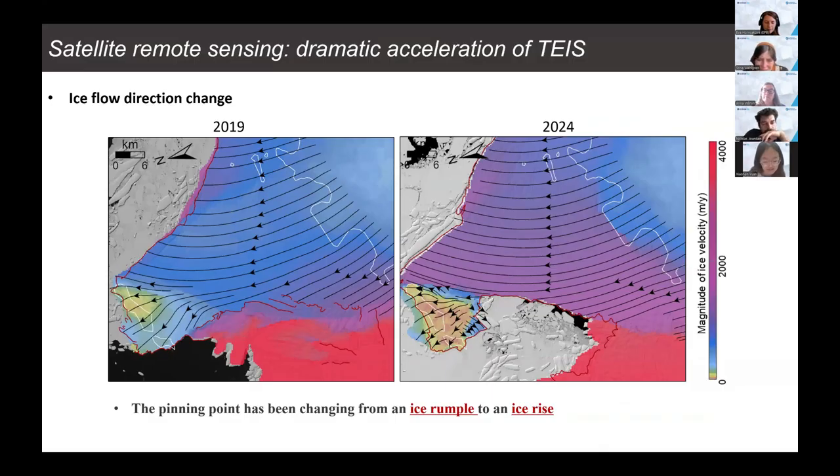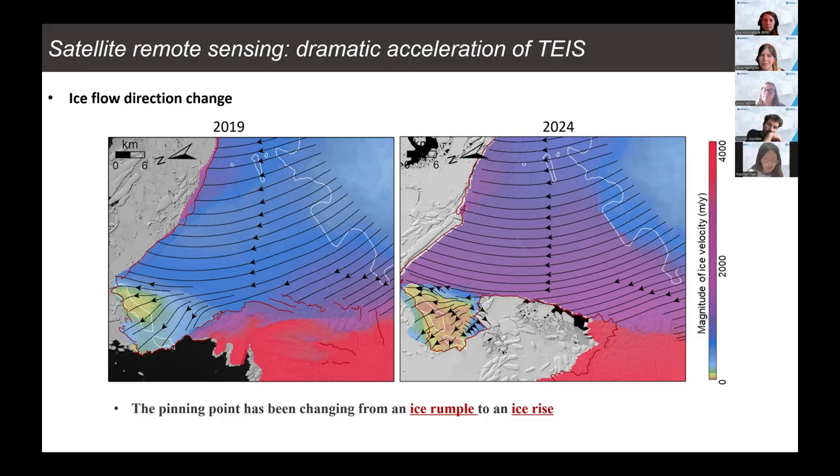And then let's look at the ice flow direction change. In general, the ice shelf shows a clockwise rotation towards the northeast. The most significant change here is near the pinning point. In 2019, we can see the ice flowing over the pinning point, but in 2024, the ice flow just diverged around it. So we could say that the pinning point has changed from an ice rumple to an ice rise, which indicates the buttressing effect might also have changed, likely from basal drag to lateral drag.